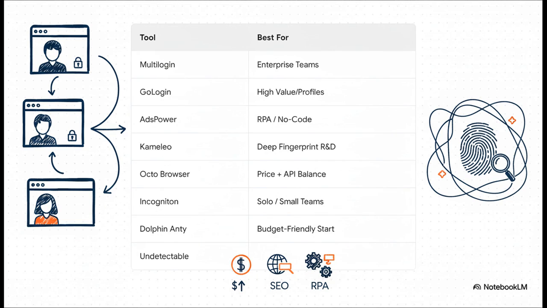So here's a quick look, kind of like a cheat sheet of the whole Antidetect landscape. You can see right away there's a whole range of tools out there. You've got the big enterprise players like Multilogin, and then you have others like AdsPower that are really built for automation. Don't worry, we're going to break these down, but this gives you a fantastic bird's eye view to start.